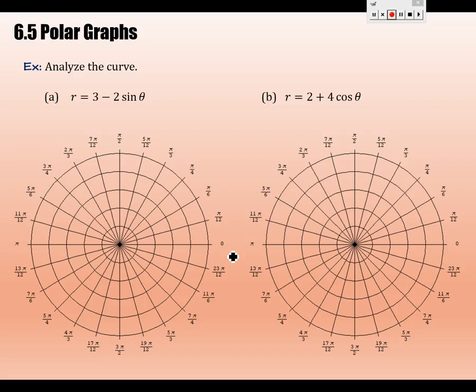So I want you to do the same thing here. What I recommend on both of these is that you try the 4 cardinal directions. I think that'll almost do it for us. On this one, what happens when you plug in 0, or pi over 2, pi, or 3 pi over 2? At least graph those 4 points for these, and then we'll talk.